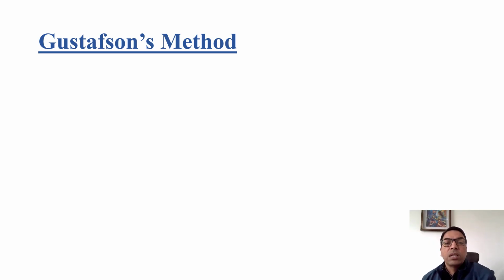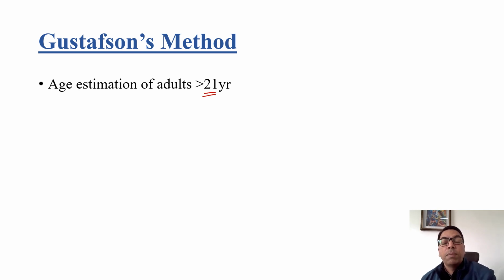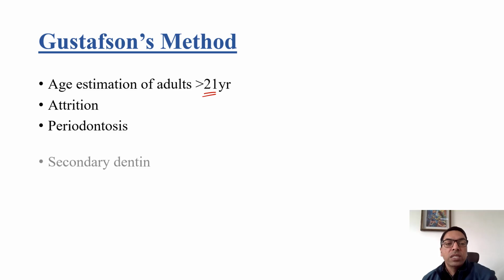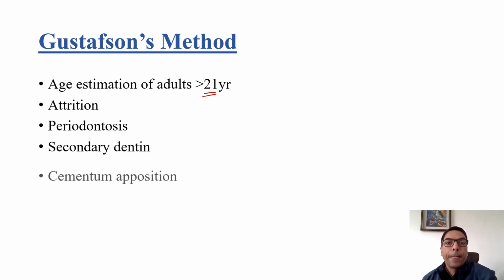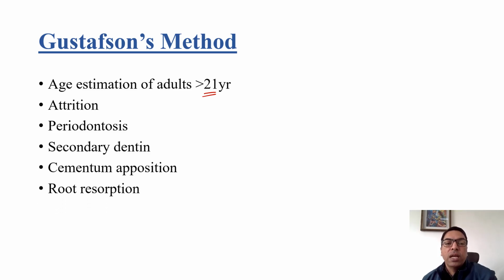Then the Gustafsson method. It's a method for estimation of age from dental examination or examination of the teeth. The age estimation by this method is done after the age of 21 years, where almost complete development or complete appearance of the teeth has taken place. The factors considered under the Gustafsson method are attrition of the teeth, periodontosis, secondary dentin, cementum apposition, root resorption, and the last is transparency of root. It is the most important factor.